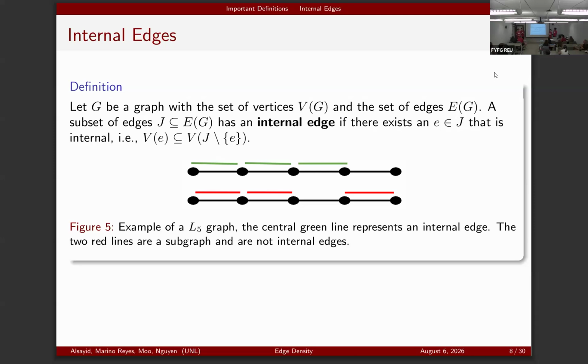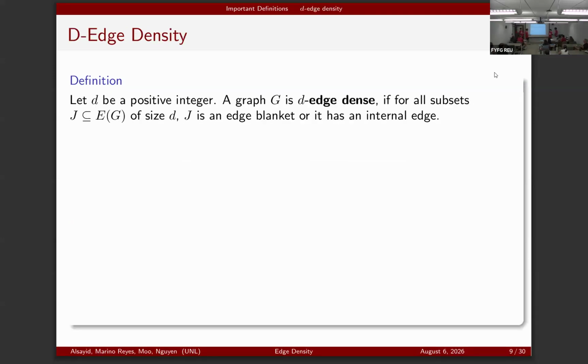However, this down here is an example of a subgraph that doesn't have any internal edges, because if you were to remove any of these edges, there would be at least one vertex that's not being touched. I should also note that these, this and this, are examples of edge blankets as well.